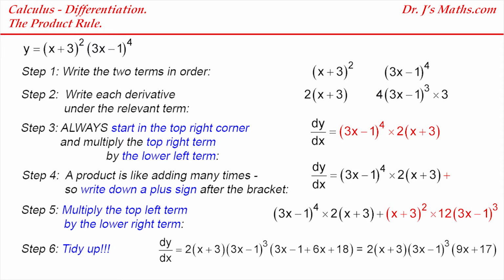We can take out common factors, so the 2 comes out of both terms, an (x + 3) term comes out of both, and a (3x − 1) cubed comes out of both, and we're left with that stuff in brackets. And so we can simplify that to 2 outside of (x + 3)(3x − 1) cubed times (9x + 17). Always the same steps.